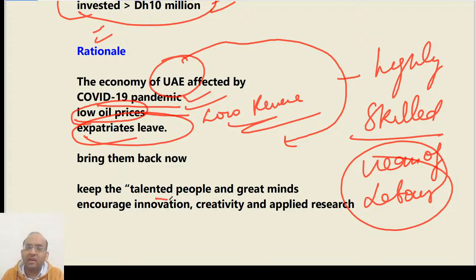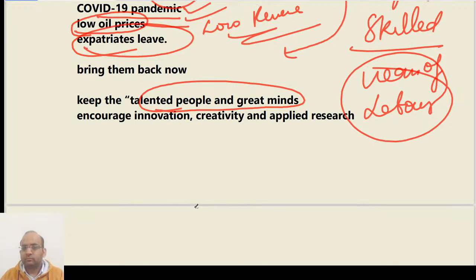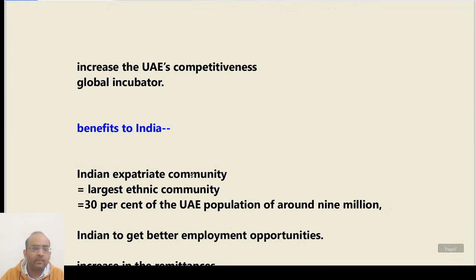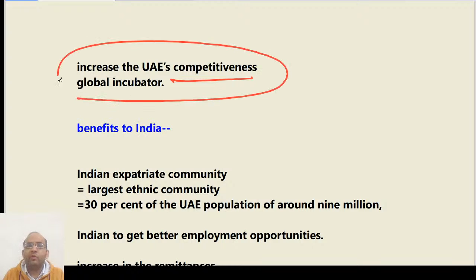They just want the talented people and great minds to come to the UAE so that innovation, creativity, and applied research could be promoted. And that would increase UAE competitiveness and UAE would emerge as a global incubator.